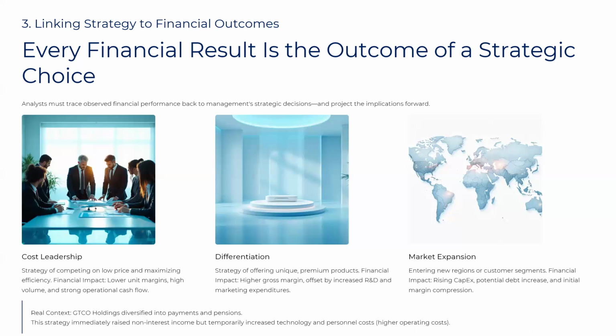Now, the impact is that there's going to be rising capital expenditure, because you want to expand your business to another part of the world, so you need to acquire properties and incur capital expenditure like buying PPE, property, plant, and equipment. It can also lead to a potential debt increase, and there is always initial margin compression. So these are the things that analysts look at and factor in while carrying out the financial analysis.